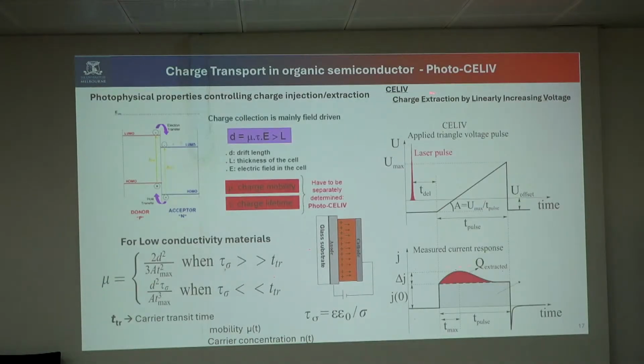This is another one, photo-CELIV. CELIV is charge extraction by linearly increasing voltage. What we are doing here is, we have a device like this, anode and cathode.